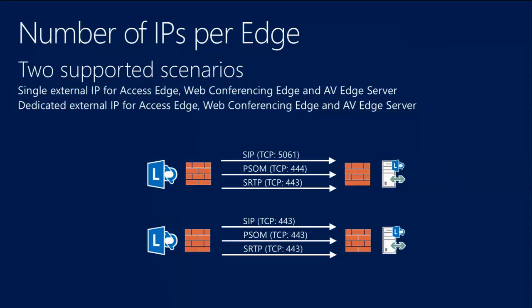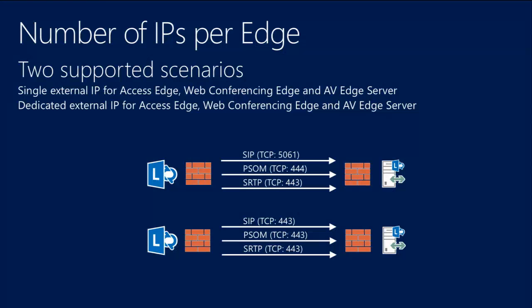So first thing, the IPs per edge. Now, we're talking external IPs here, right? The external interfaces of edge. Remember I mentioned before there were 3 services, right? Access, that would be SIP. Web conferencing, that would be PSOM. And AV Edge, that would be SRTP, right? So that's the letters that you see there.